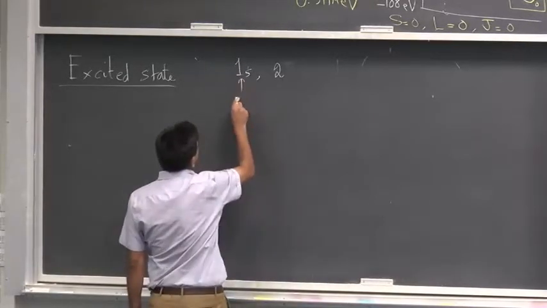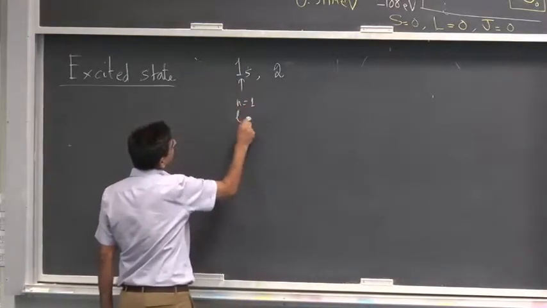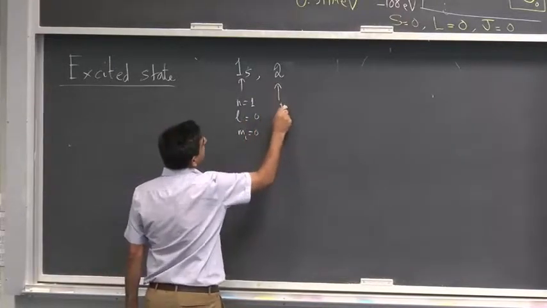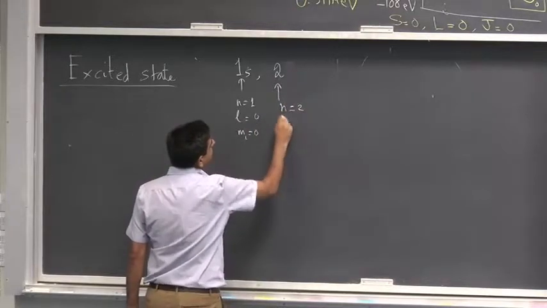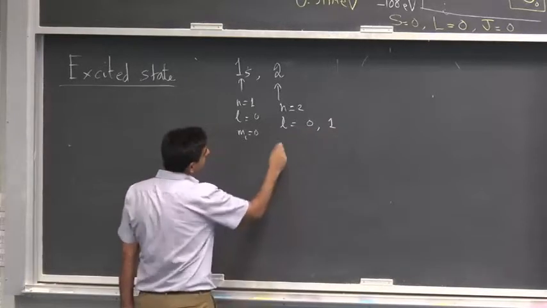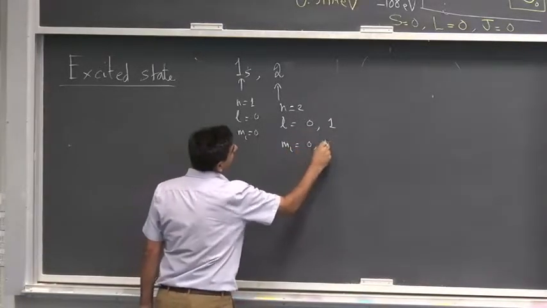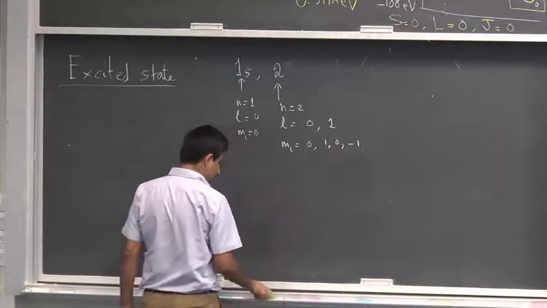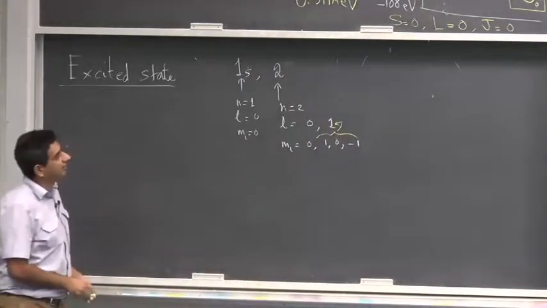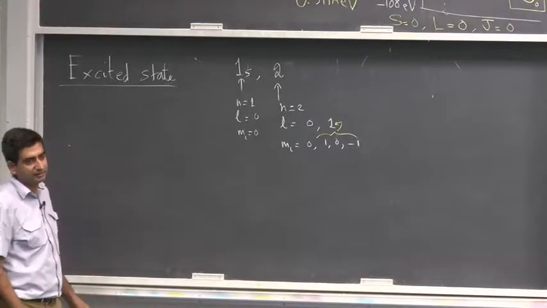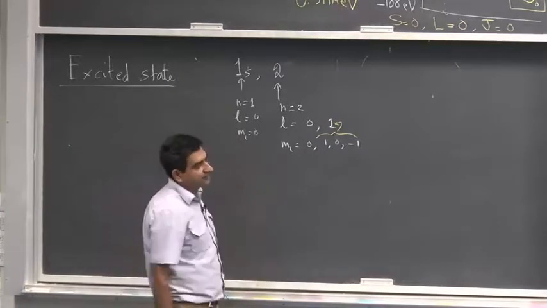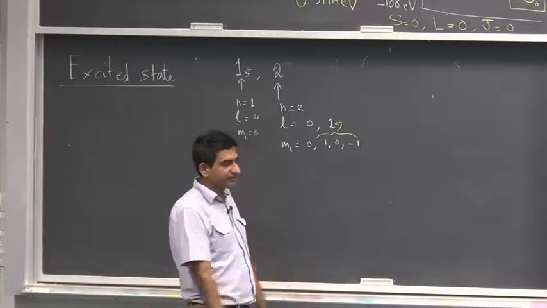So for the first electron, n equals 1, so l equals 0, and m_l of course equals 0. For the second electron, n equals 2, l could be 0 or 1. If it's 0, it's an s orbital, or it's a p orbital. And m_l could be 1, 0, minus 1. And these values 1, 0, minus 1 come from this value of l. There are three kinds of p orbitals. So this is the first excited state. And we know that it's the first excited state because all the other states will have a higher energy.